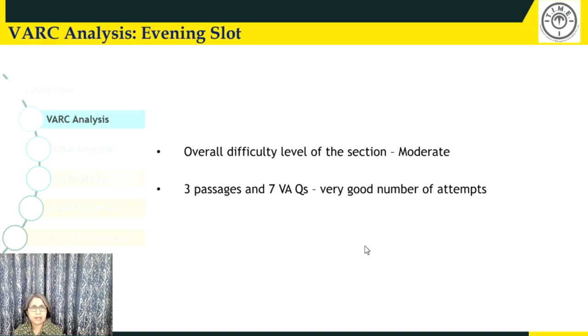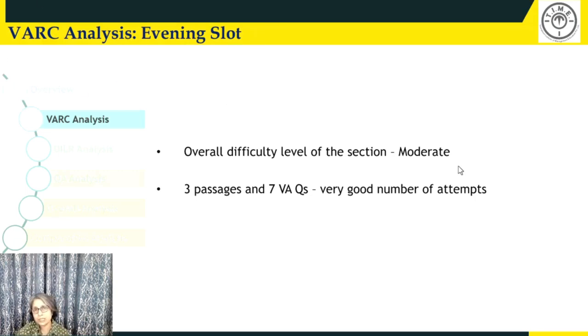And that is something that we have been advising during our aimcats also, that a really good attempt would be somebody who can try 3 passages in about 28 to 30 minutes and then leave about 10 minutes for the VA questions. So over here, definitely there would be some time that would be needed to just hunt through the VA questions, but not a significant time.